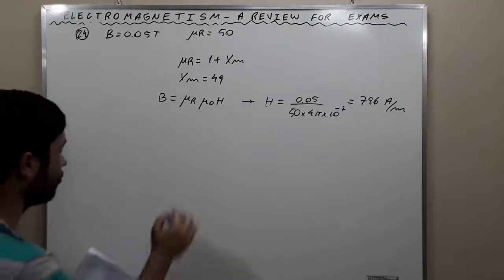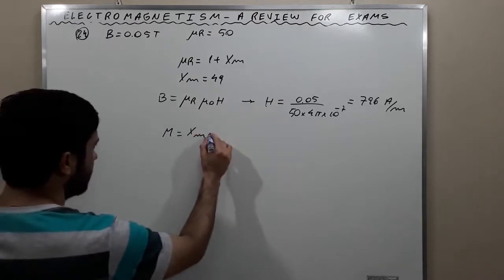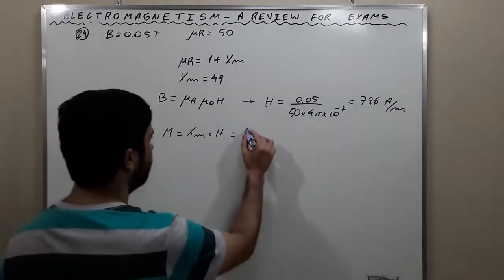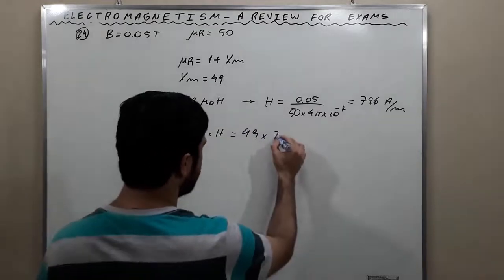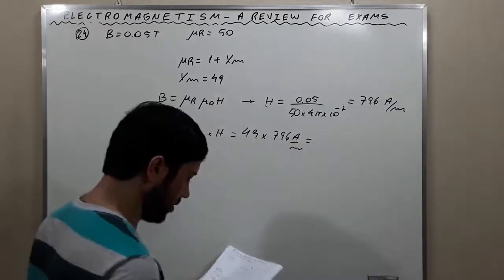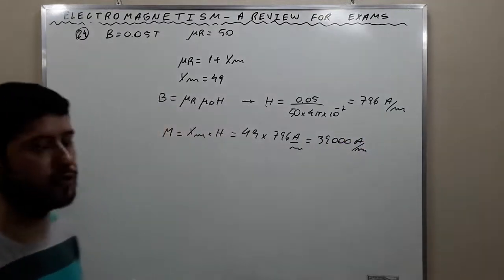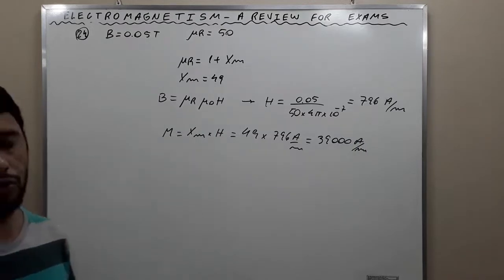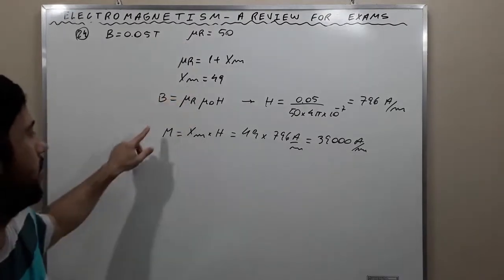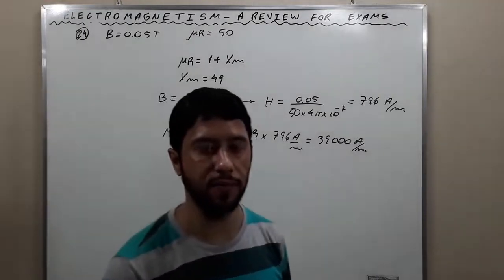And finally, the magnetization is related to the magnetic field as follows: it is the susceptibility times the magnetic field, and this is going to be 49 times 796 amperes per meter, and then the magnetization is 39,000 amperes per meter. Okay, my friends, very easy exercise just to practice the concepts of relative permeability, susceptibility, and magnetization. Let's go now to exercise 25.